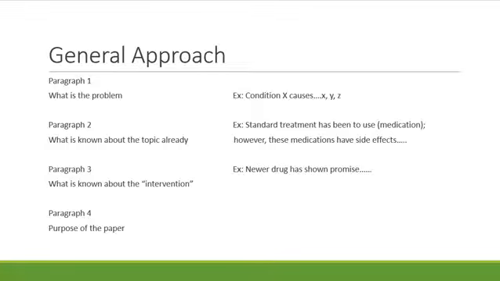And then ultimately, you're going to want to highlight why there is potentially the need for something different as a treatment. So, for example, it might be, however, these medications have side effects, or could be, however, these medications are very expensive. Paragraph 3 then would be what is known about the intervention.